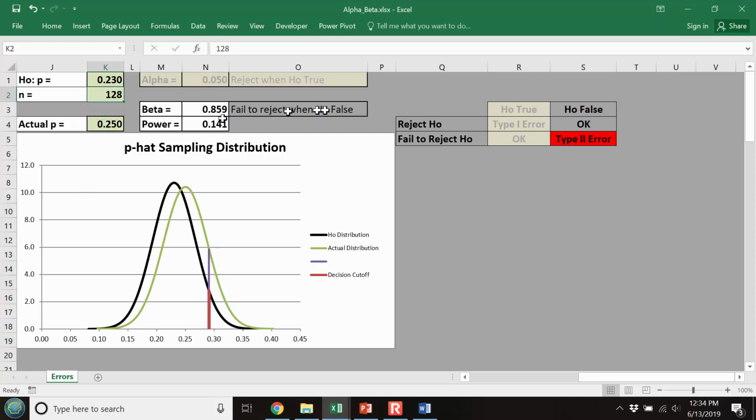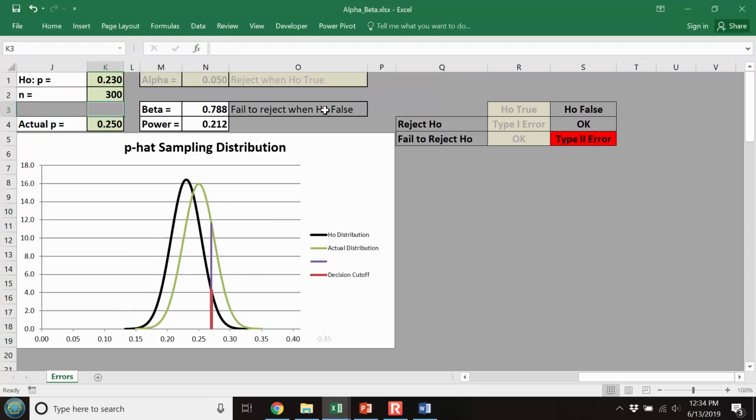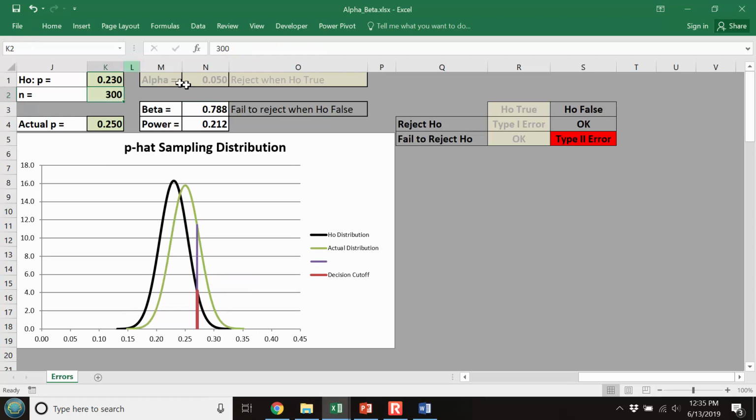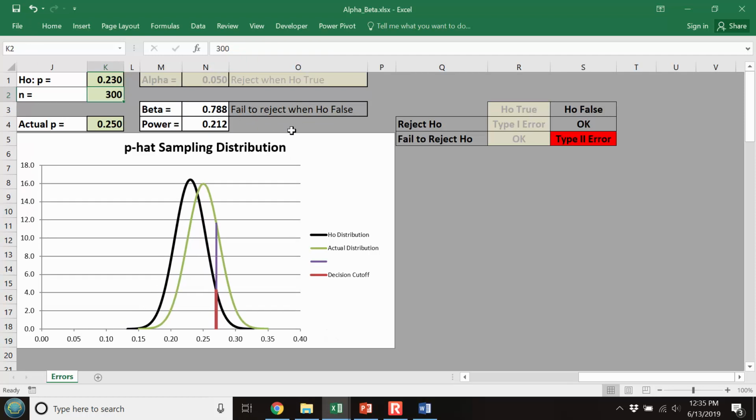We can control the sample size. It costs more money, but if I get a larger sample size, I reduce the probability of a type 2 error. Reality in this case is still very close to the hypothesis, so it's still hard to see it, but I've reduced the probability of a type 2 error from 86% to 79%. Of course, it gets more expensive to collect more data. So beta, I can't pick it like I can alpha. It depends on how large my sample is and how far away reality is.